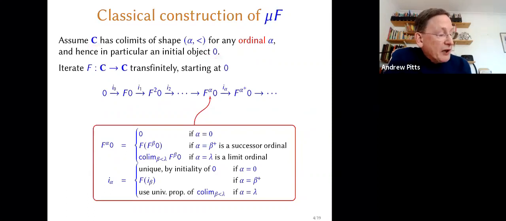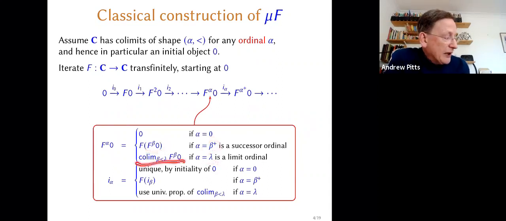So in particular, it's got an initial object, which I'll write as 0. We can iterate, starting at the initial object, transfinitely. In other words, iterate over all the ordinals, build up a series of objects, which I'll write as F^alpha(0). So that's the alpha-th iterate of the endofunctor starting at the initial object 0. So at 0, it's 0, and at a successor, something of the form beta plus one, it would be F applied to the thing that you've already got. And at a limit ordinal, you just take the colimit of the preceding things.